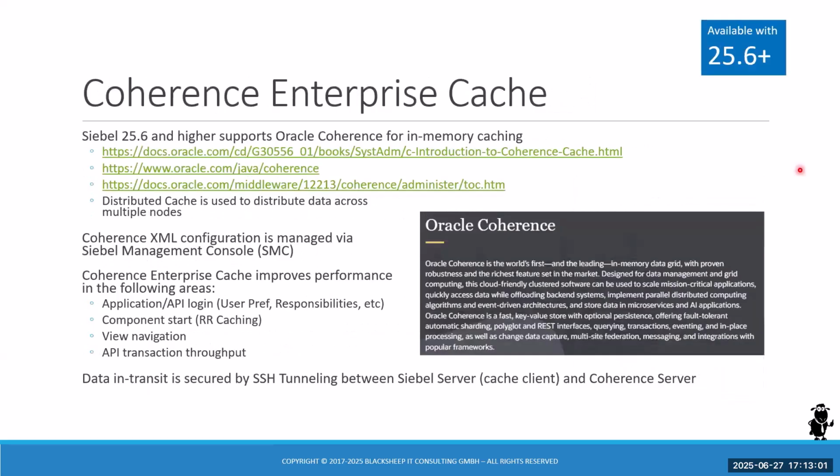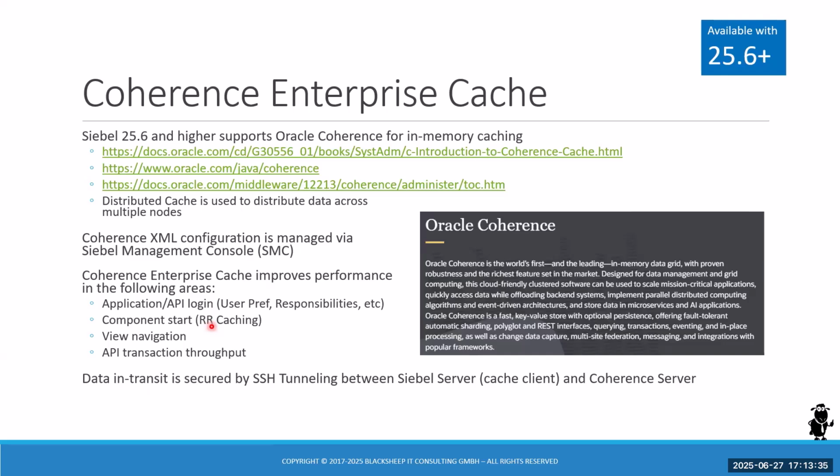And once you update it, you have not only new Java, you also have Coherence JAR files, the Coherence server and client Java files, shipped with Siebel, and that supports the Coherence enterprise cache for in-memory caching of various aspects of Siebel.